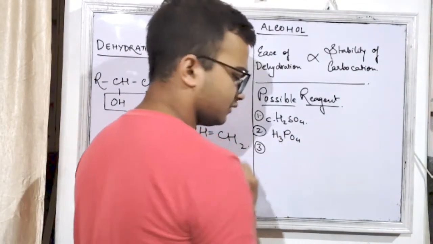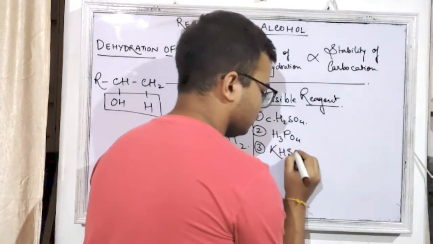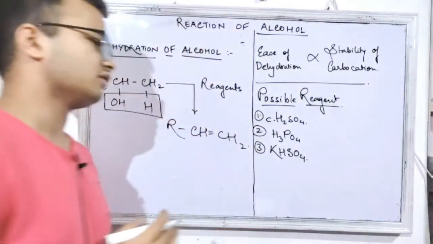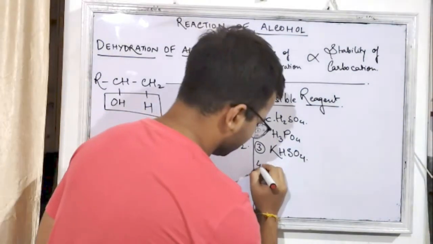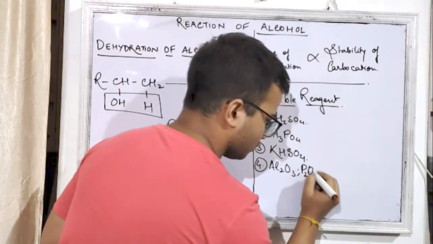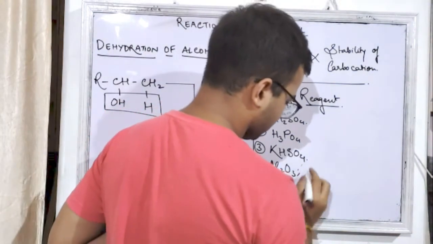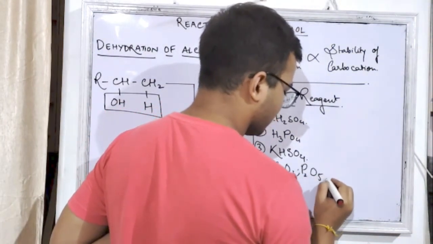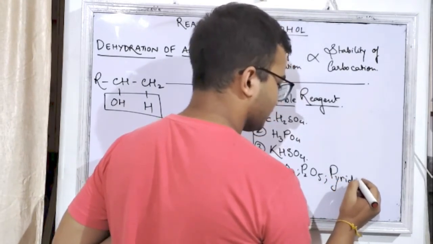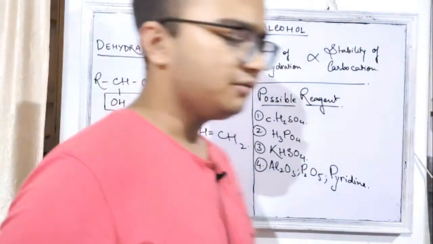Now in the third one we have KHSO4. After this they can give you Al2O3, number 4, then P2O5, and it can also be pyridine. Let's write here P2O5, and it can also be your pyridine.